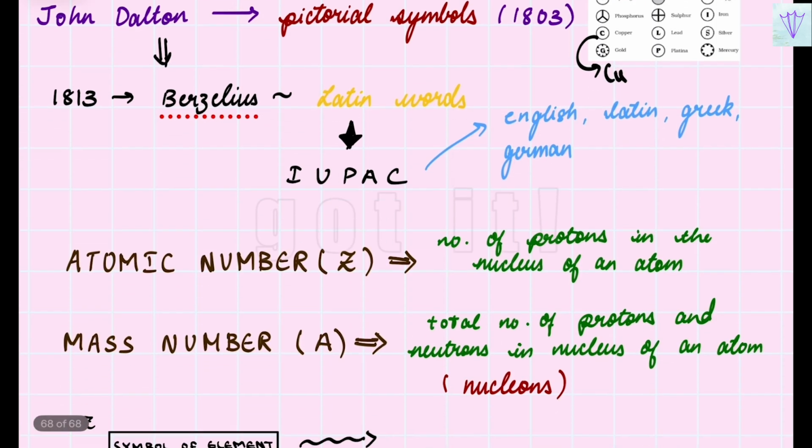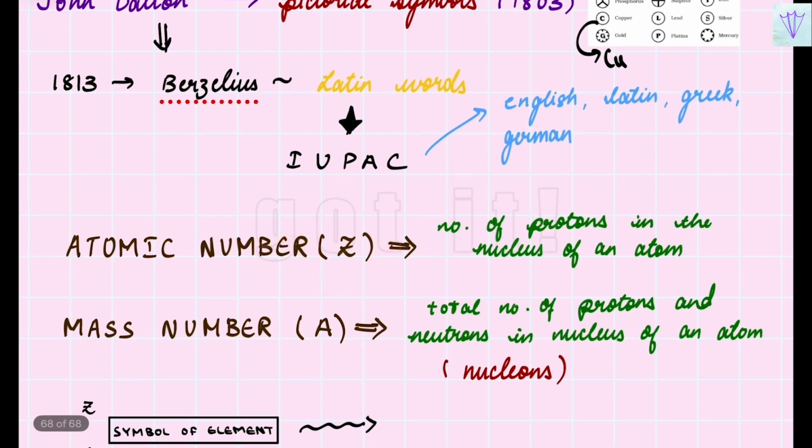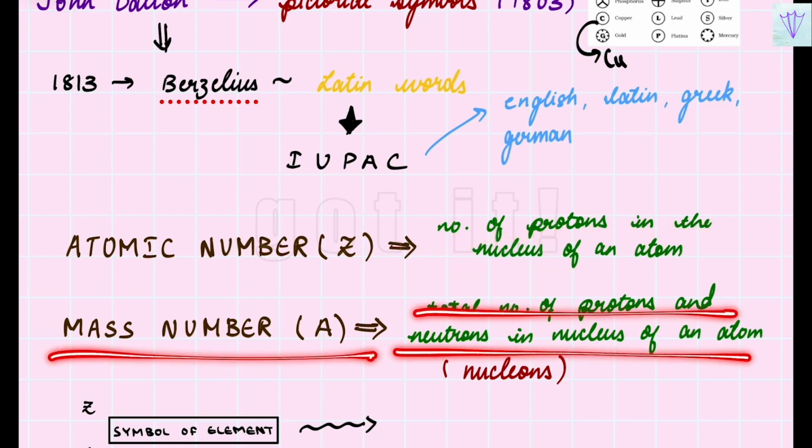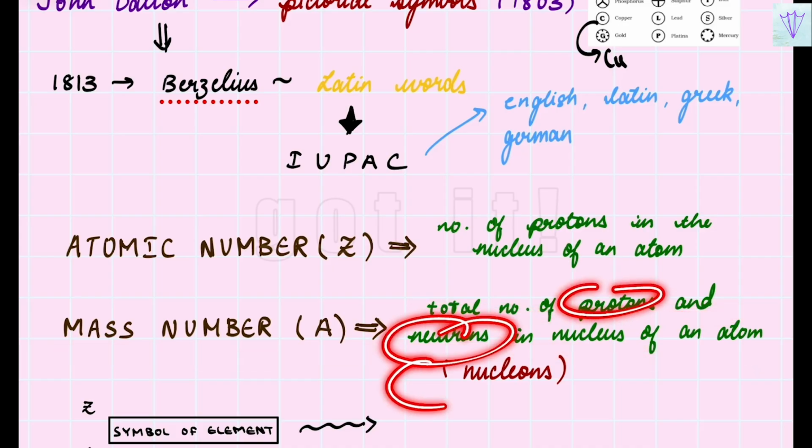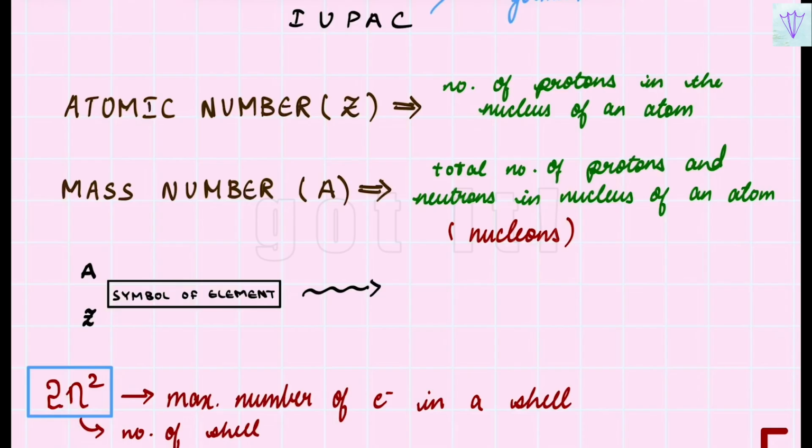Next, speaking about the atomic number, which is represented by this symbol. The atomic number is the number of protons in the nucleus of an atom, while the mass number is the total number of protons and neutrons in the nucleus of an atom. Protons and neutrons together are called nucleons.